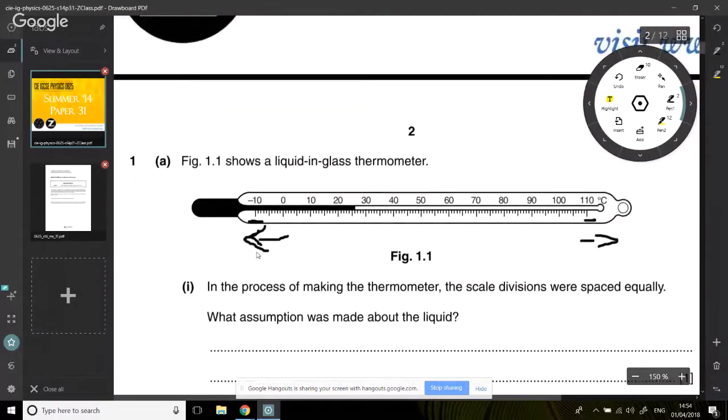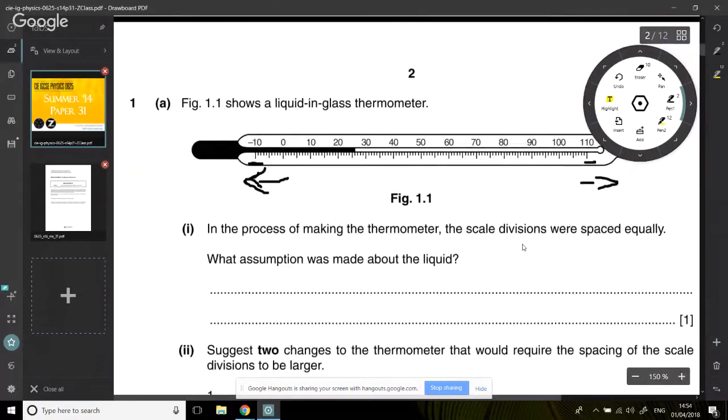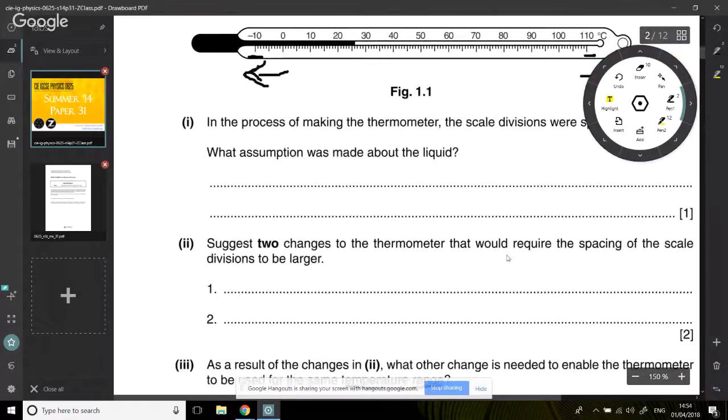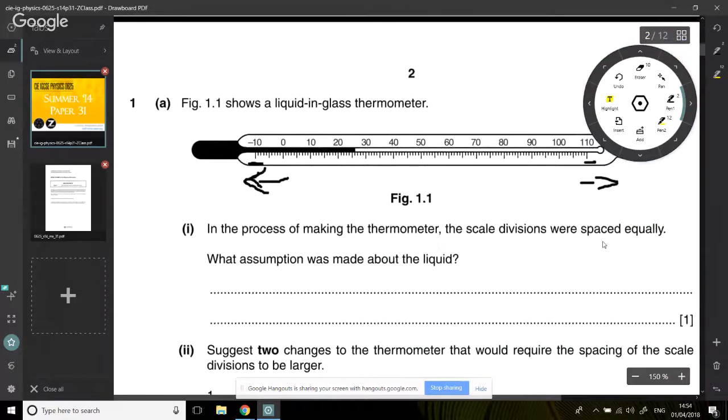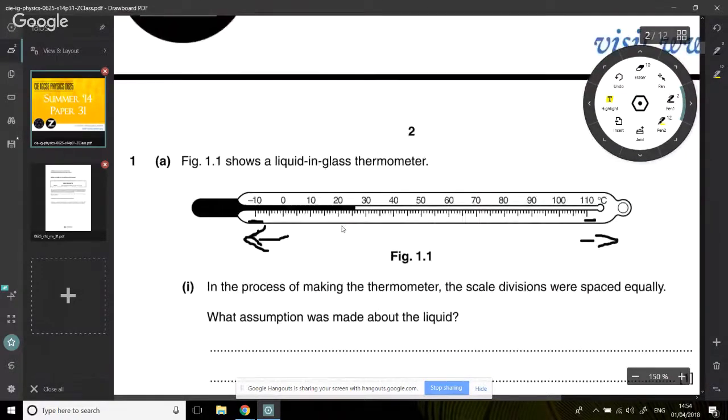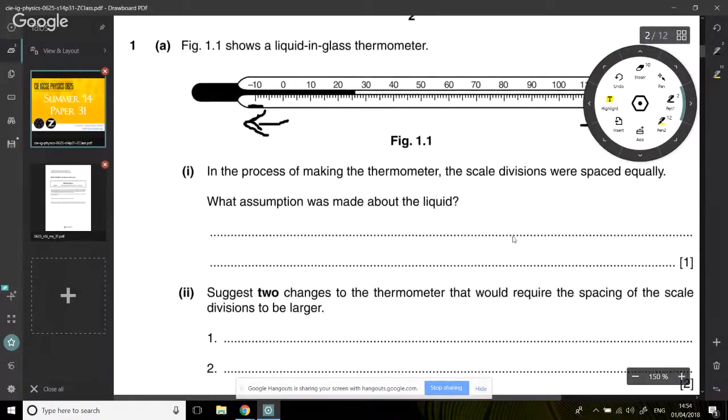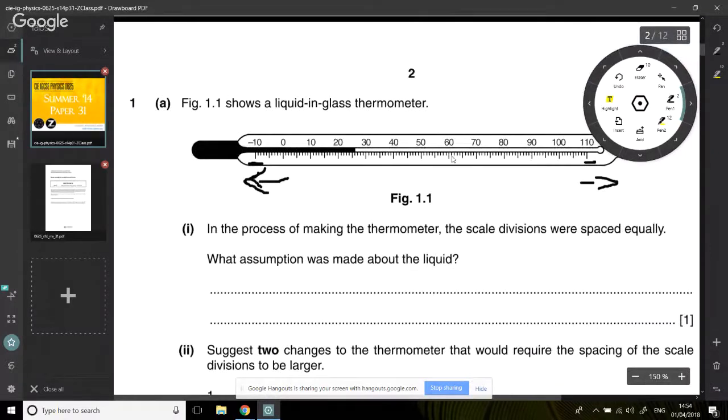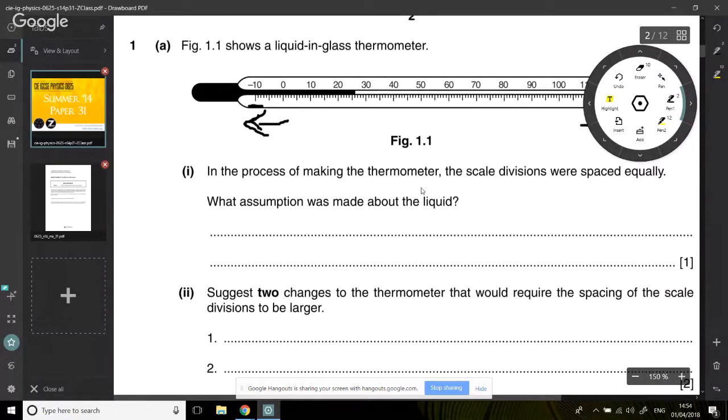We've just got the question on the thermometer. The first question is, if you've got these equal spacings, what are the assumptions made about the liquid? The answer basically here is that it has a uniform expansion. In other words, when it expands from one volume to another at one temperature, it'll do the exact same change in volume at a slightly higher temperature. Another way of putting this is a linear expansion.